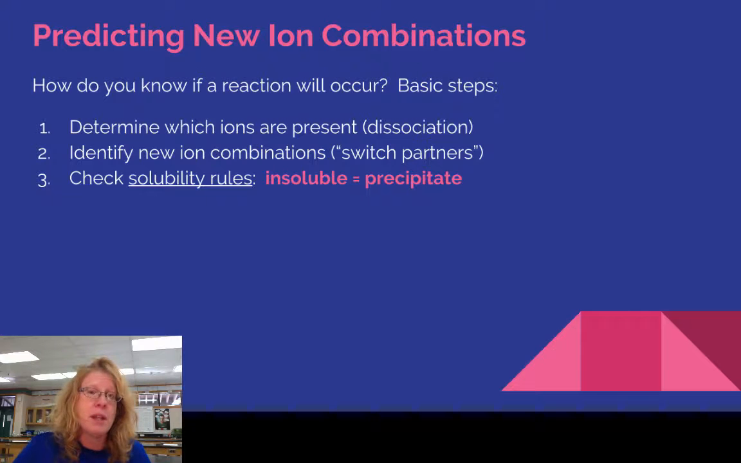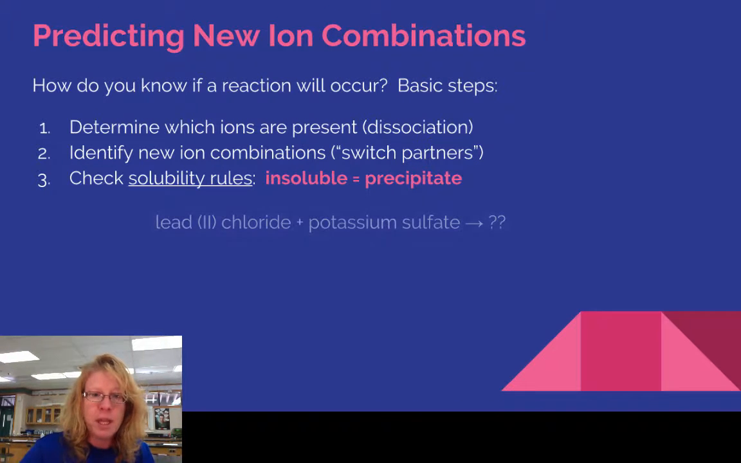And then the third thing is you've got to look at your solubility rules to determine if any of these do something interesting. The key that you're looking for is something that's insoluble. Insoluble means it's a precipitate. It's no longer capable of staying dissolved in water, so it's going to form something and then settle out. So here's an example that we'll work through.